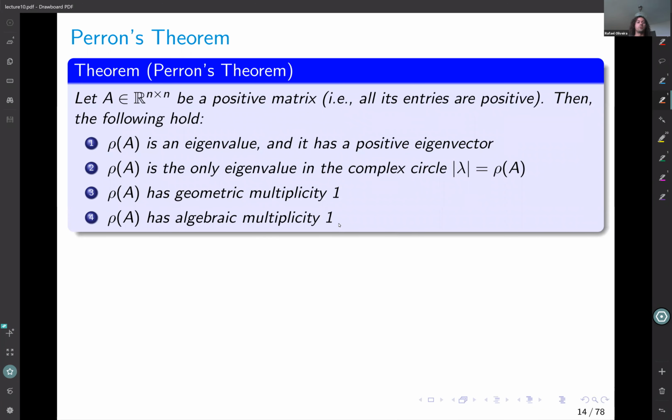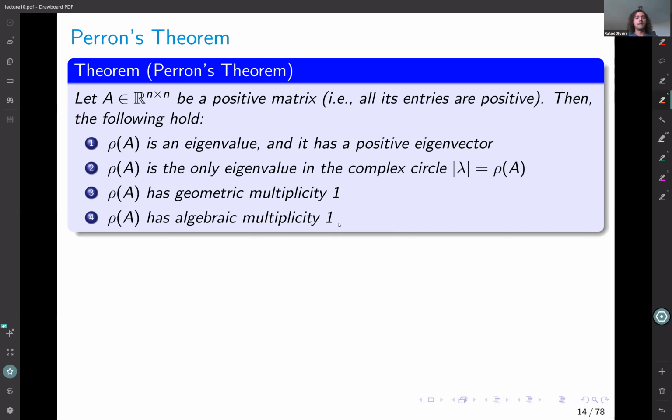Suppose that A is a positive matrix. Remember, a positive matrix has all its entries positive. In this case, the following four things will hold. If you remember, rho of A is the spectral radius of A. It turns out that rho of A will be an eigenvalue, and this eigenvalue has a strictly positive eigenvector. So the eigenvector corresponding to rho A has all entries positive.